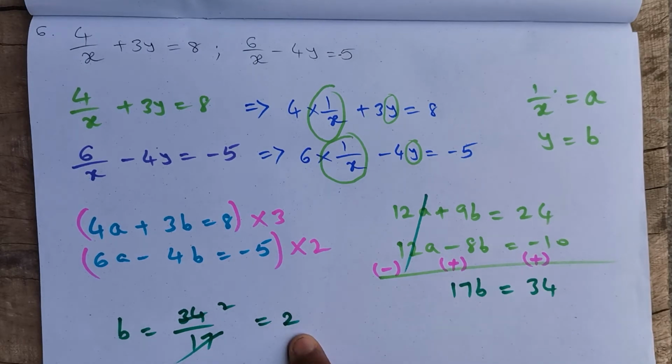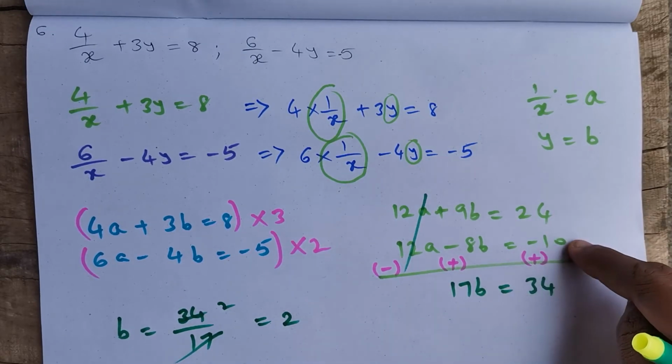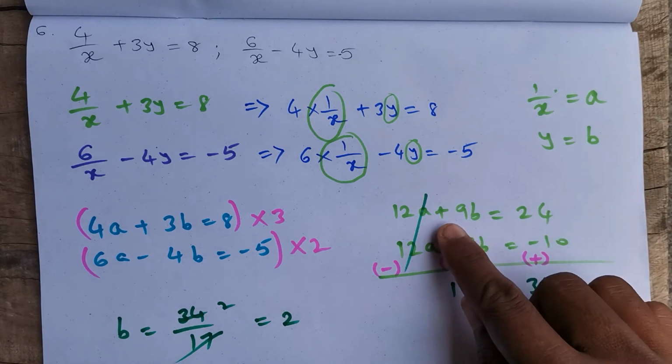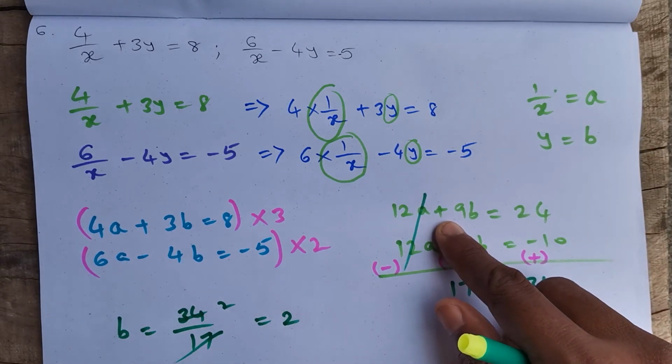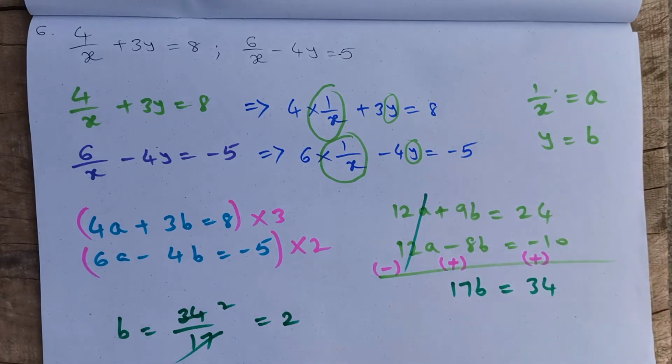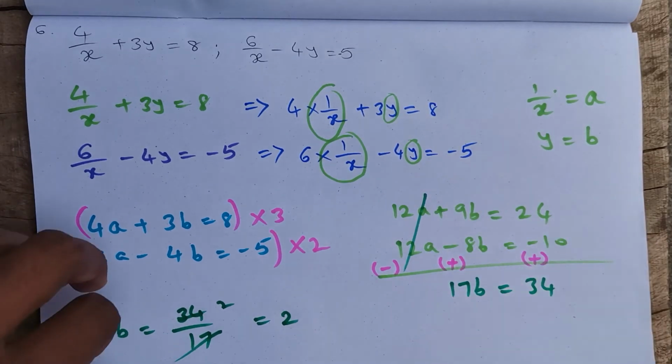Now this b value we need to substitute either in the first equation or in the second equation. Here the first equation has addition, and if addition is there it is easy to calculate. That's why I am going with the first equation. 12a plus 9b equals 24.